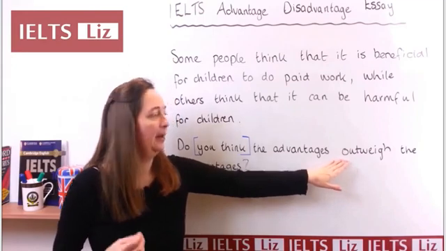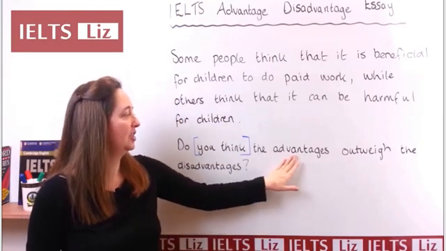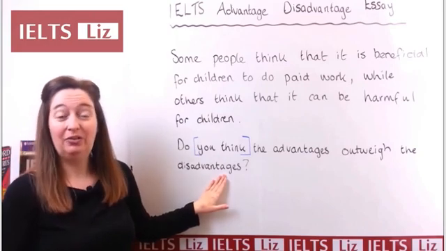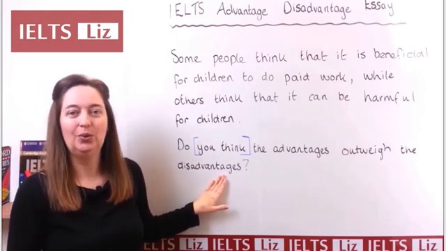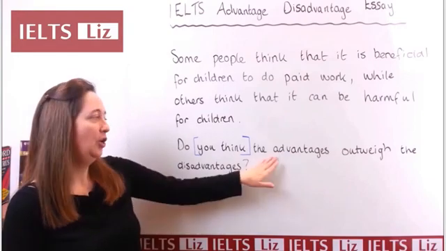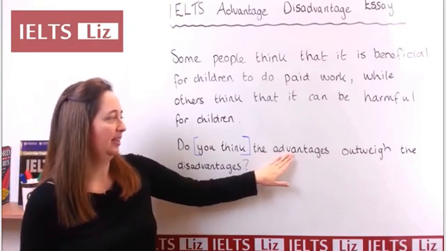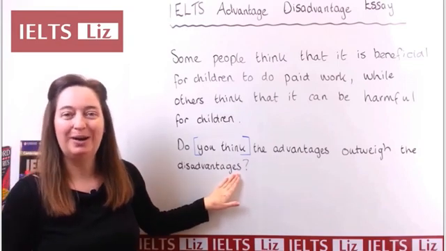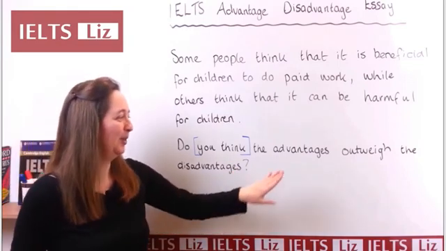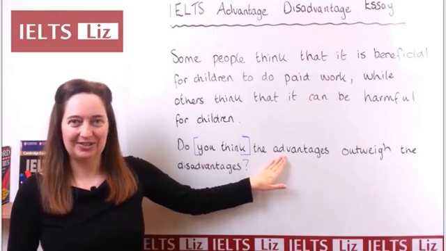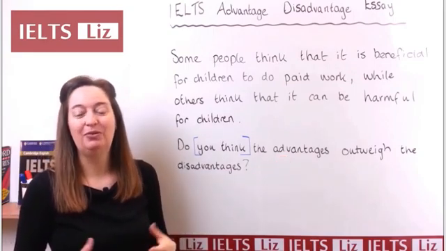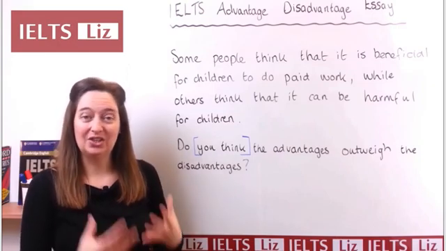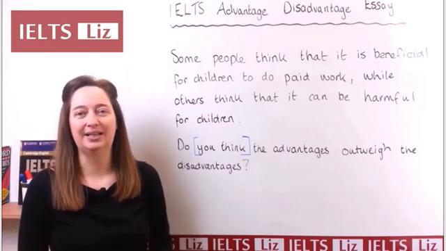Now, outweigh means, are the advantages more important than the disadvantages? So you have to make a decision, and that is your view, your opinion. So you have a choice. You think the advantages are more important than the disadvantages, or you might think the disadvantages are more important than the advantages. And you have to make a decision before you start writing your essay about what you think. And you decide that, and your whole essay will explain that.